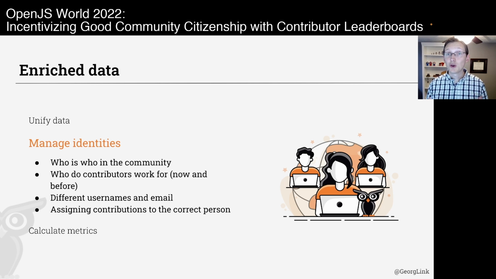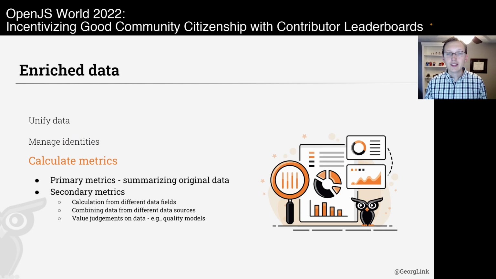When I contribute to open source communities, I have my personal Gmail, I have my work email, I use different usernames across different platforms, and I personally do like to be recognized for all of that work. So we need to manage identities in the data. And then there are some metrics that we need to calculate.